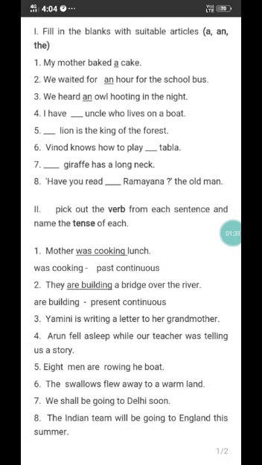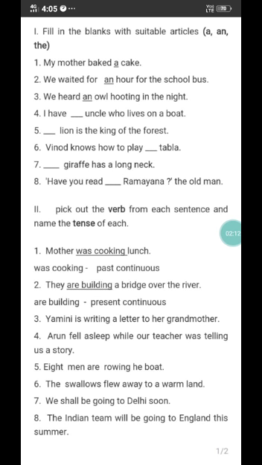Second one. We waited for dash hour for the school bus. Here, don't get confused as I already told you. If you see the spelling of hour, H-O-U-R, H is a consonant, but you need to spell the word. When you spell the word, if it sounds consonant, you need to write a. But when you spell the word, if it sounds vowel, you need to write an. That is the reason I always tell you to spell the word and then write the correct article.